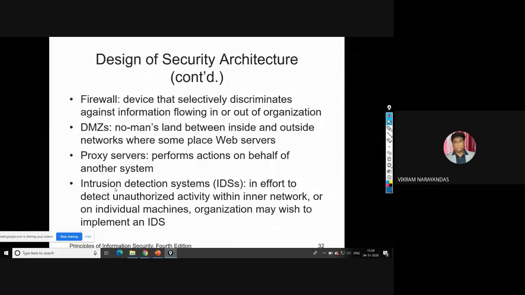So what is the intrusion detection system here? An intrusion detection system is used to detect unauthorized activity within the inner network or on individual machines. An organization may wish to implement the IDS. It will detect the unauthorized activities within the internal networks or on individual machines.